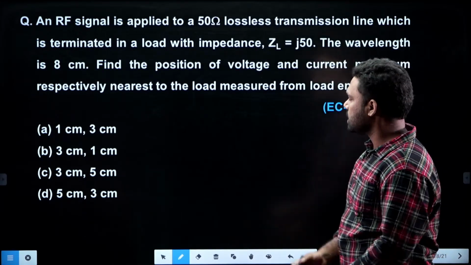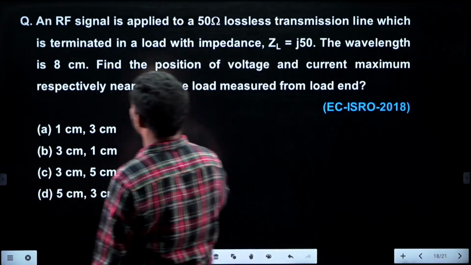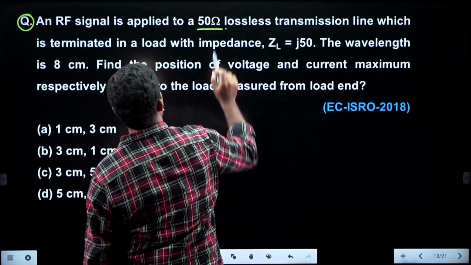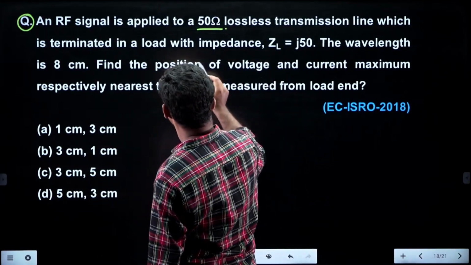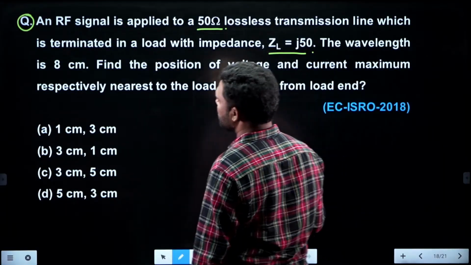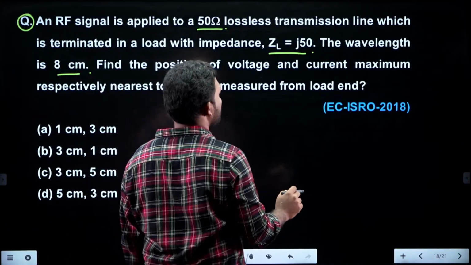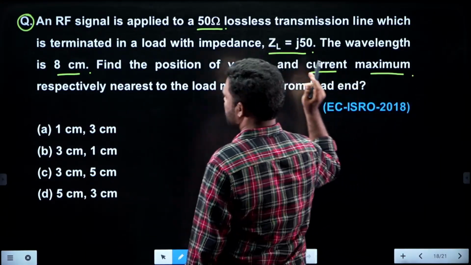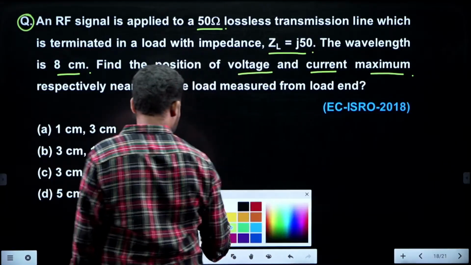Here is one more question on the transmission lines. An RF signal is applied to a 50 ohm lossless transmission line which is terminated in a load with the impedance ZL equal to j50 ohms. The wavelength is 8 centimeters. Find the position of the voltage and current maxima, respectively, nearest to the load, measured from the load end.